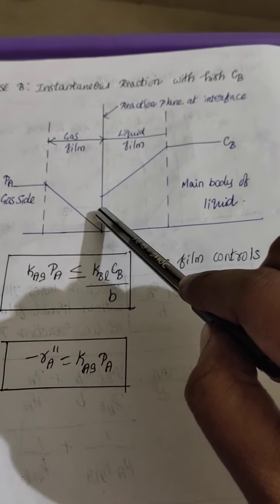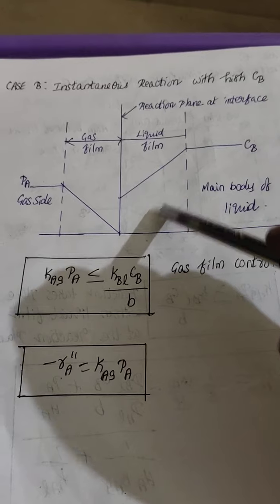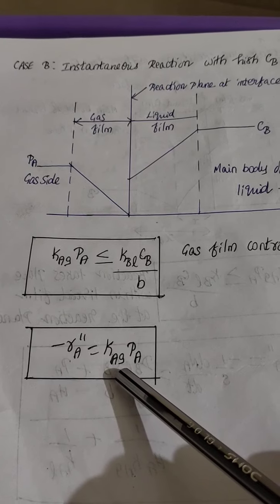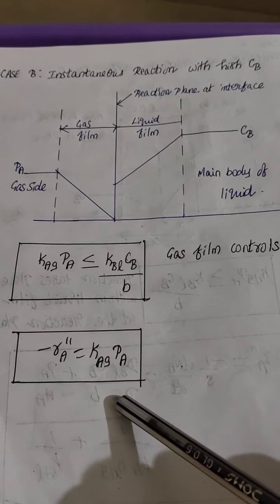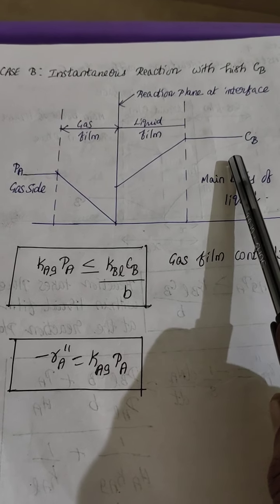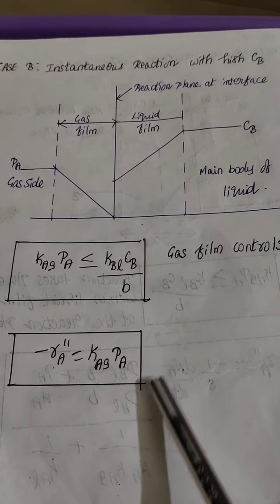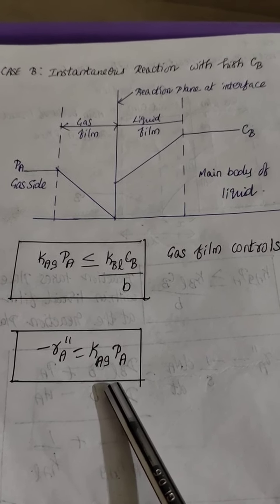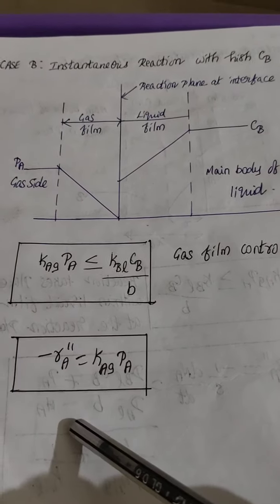In case A, you can see that it was liquid film controlling, since the reaction was taking place in the liquid film at the reaction plane. And this is going to be the rate equation: minus Ra double dash equals KAgPa. As I have said earlier, any increase in concentration of Cb does not have any effect in the overall rate equation. So you can find that in the overall rate equation we have only the mass transfer coefficient of the gas film and the partial pressure of A, since it is gas film controlling.